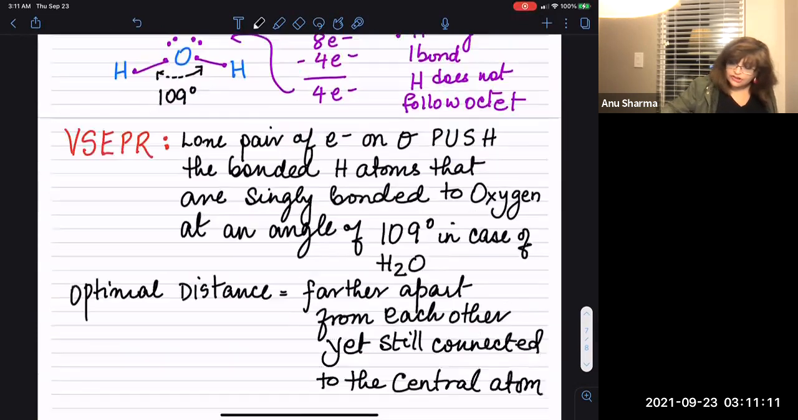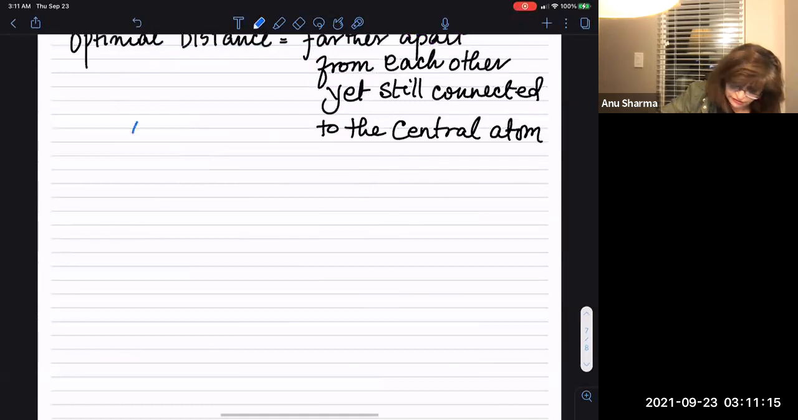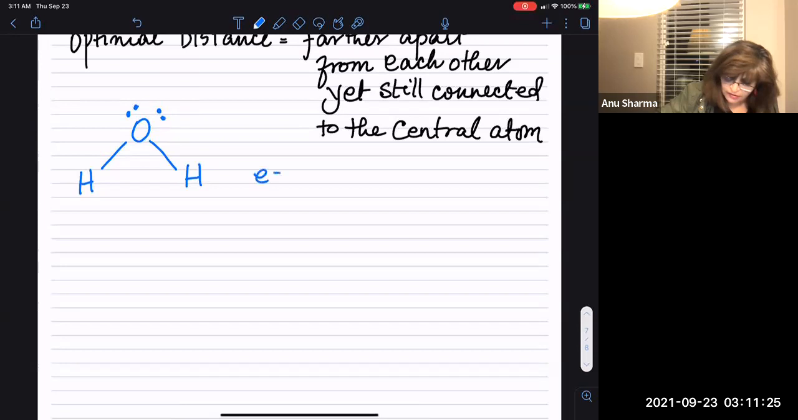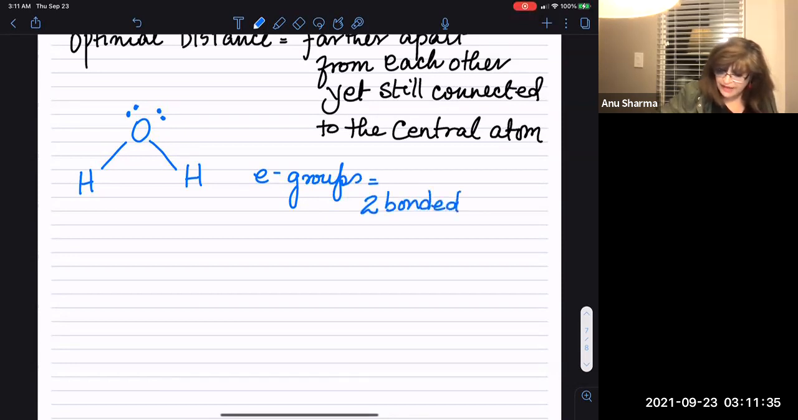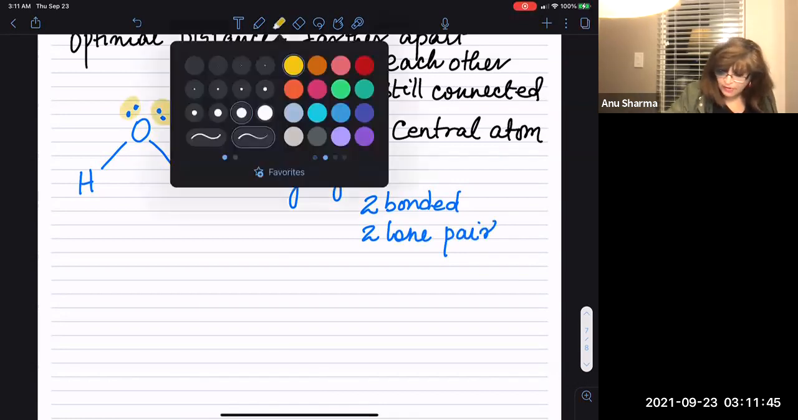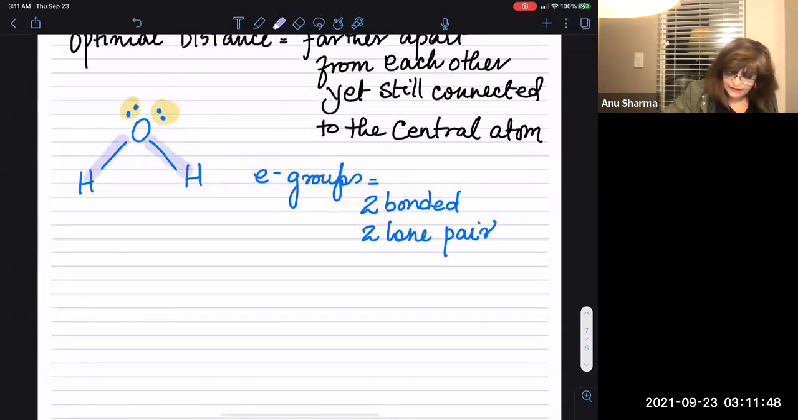Okay, so now for oxygen, let's look at this again. Oxygen, hydrogens, this is one hydrogen, this is another hydrogen, these are the lone pairs. So how many electron groups are there? There are two bonded atoms or two single bonds, and two lone pairs. So this is one lone pair, this is the second lone pair. And the bonded atoms, this is one bonded atom, this is one. So a single bond is like that electron cloud. So there are four electron groups.